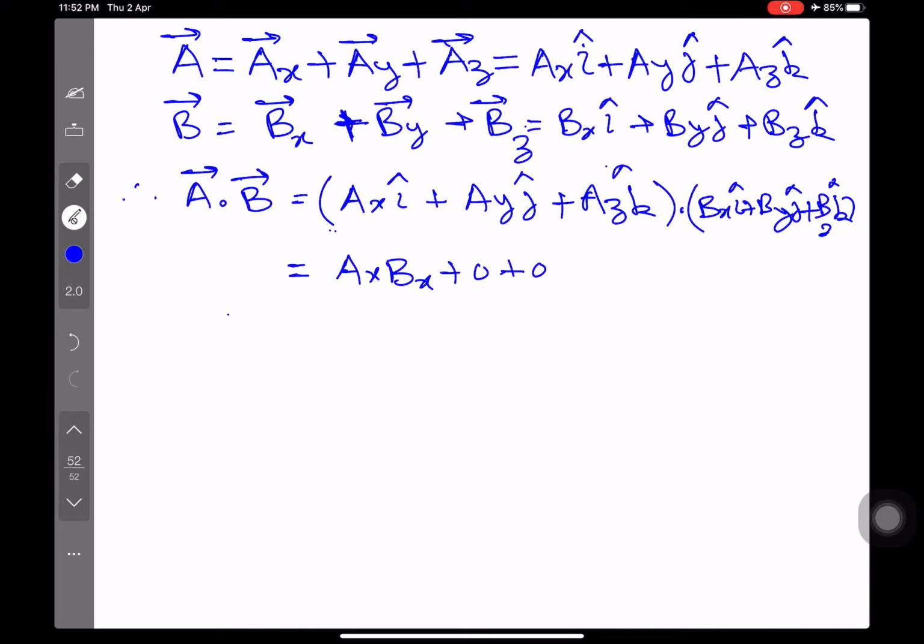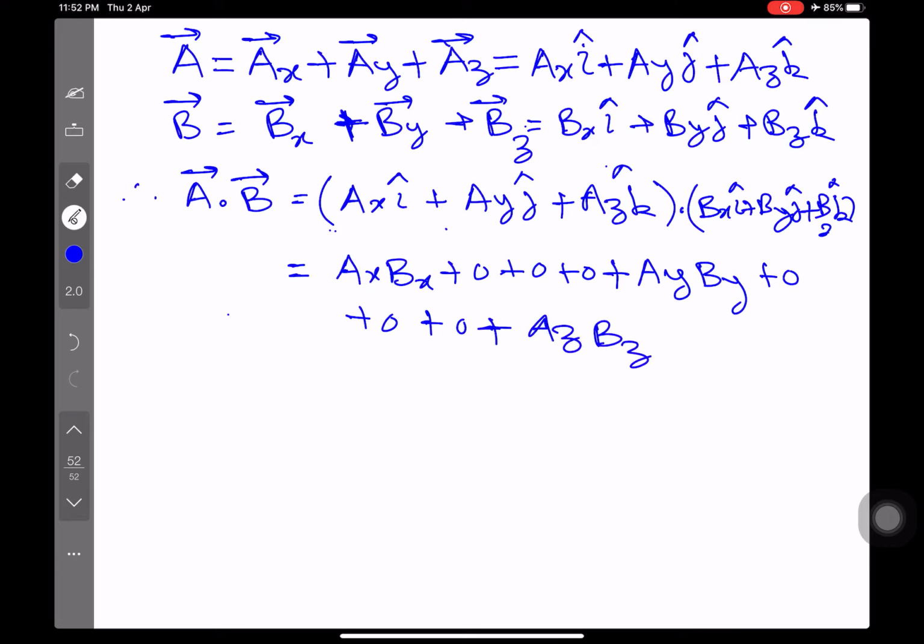Then it will be AY BX J dot I, that is 0. Then it will be AY BY J dot J, and J dot J is 1. So it will be AY BY. Similarly, AY BZ J dot K will be 0. Then AZ BX K dot I will be 0. Then AZ BY K dot J will be 0. And then AZ BZ K dot K will be 1. So it will be AZ BZ.